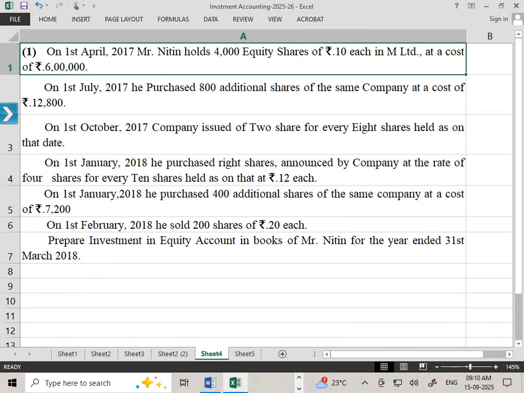So I'll read this problem for you. On 1st April 2017, Mr. Nitin held 4,000 equity shares of rupees 10 each in M Limited at a cost of rupees 6 lakh. So this is the opening balance, very simple, that you have to write. But what is the nominal value of the equity shares? Nowhere is it mentioned, so we can assume that the nominal value is rupees 10.